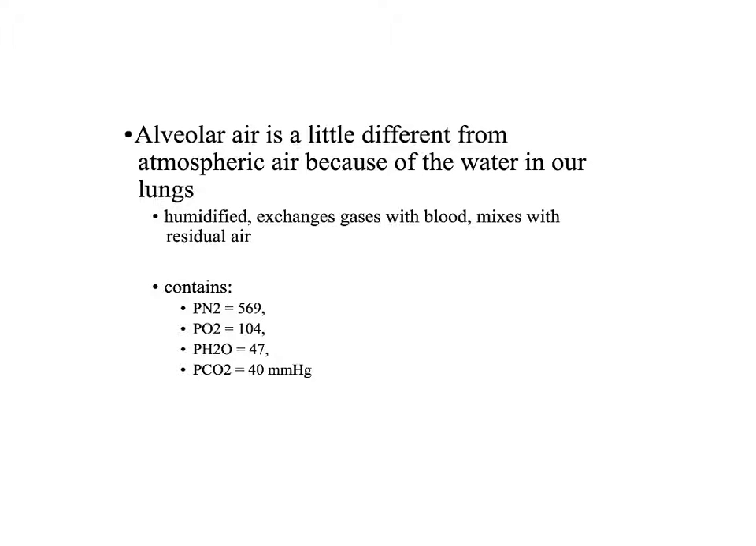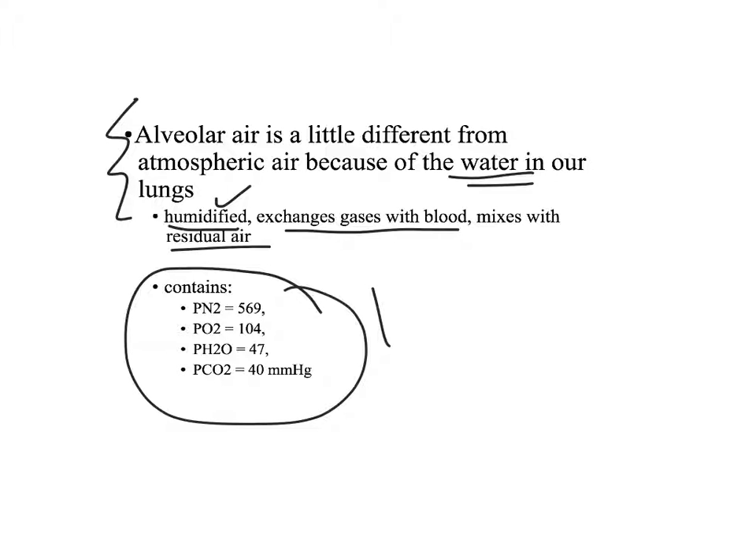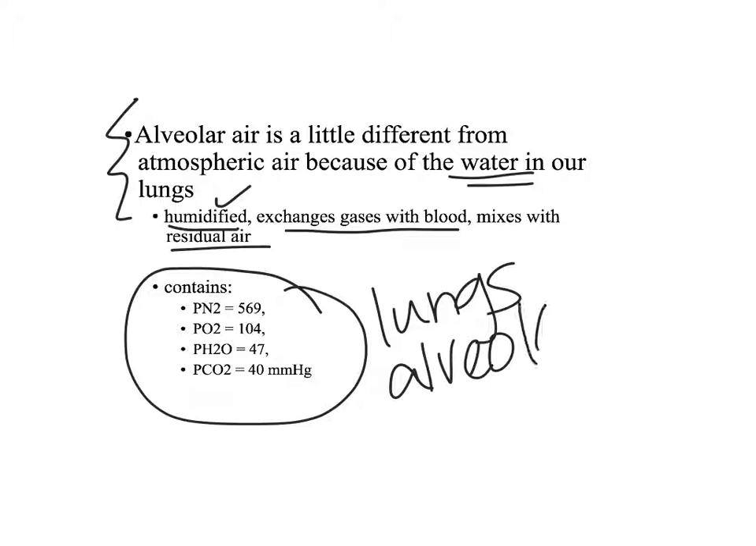Now, what's in our lungs is a little bit different because we have more water in our lungs. What's in our lungs is humidified. Some of the gases exchange with blood, and it mixes with the air that's in there. So the air that's actually in our lungs, which we're going to call alveolar air, the partial pressure of nitrogen is 569. We don't use nitrogen for anything, so we don't have to worry about it.